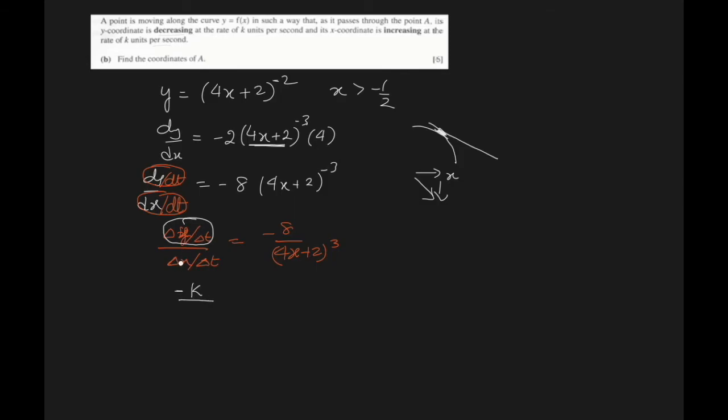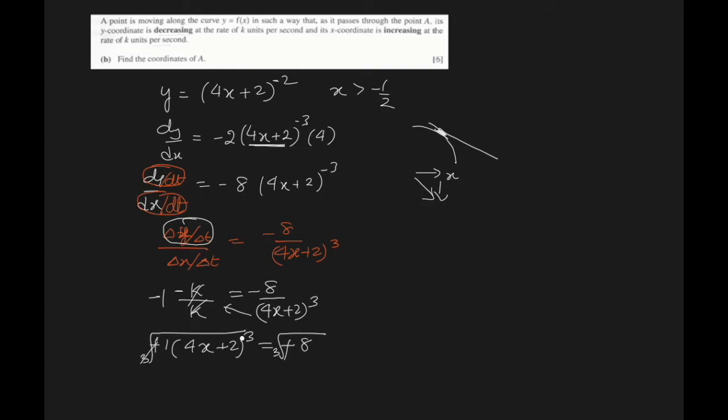And x is increasing at k units per second, that means positive k, is equal to negative 8 over (4x plus 2) cubed. k and k will cancel, so it will be negative 1 on this side. Let's cross multiply. So negative 1 times (4x plus 2) to the power 3 is equal to negative 8. Both sides are negative, so we can cancel the negative sign. And let's cube root also, so that we get rid of the cube.